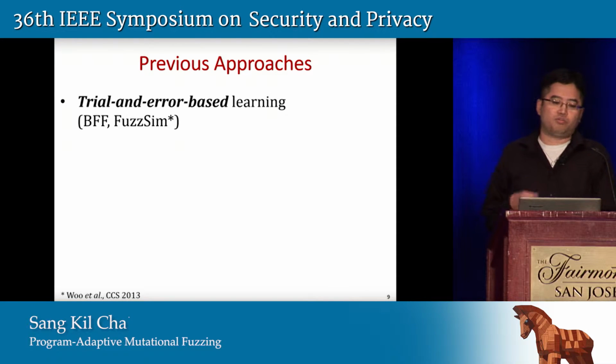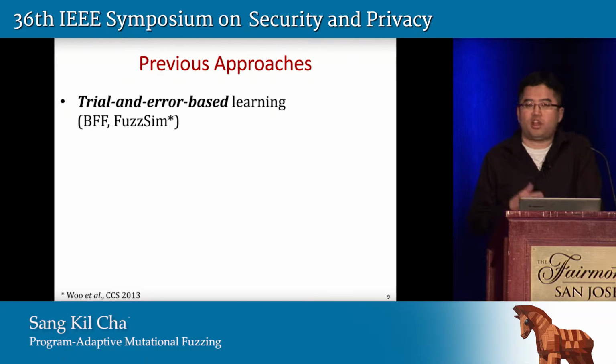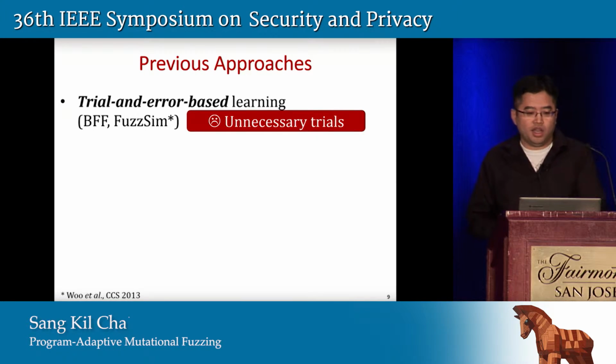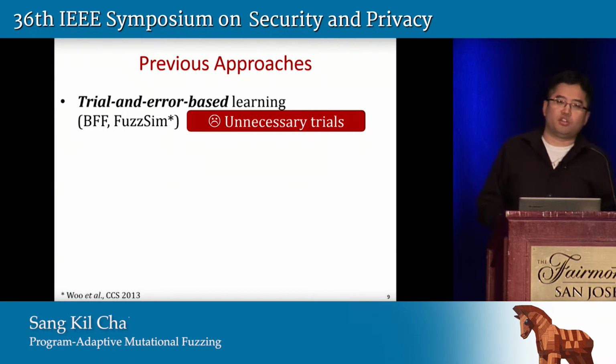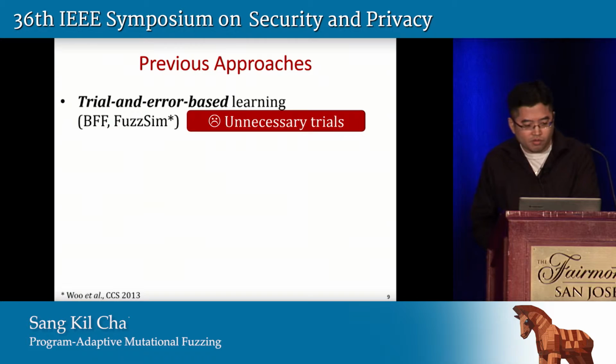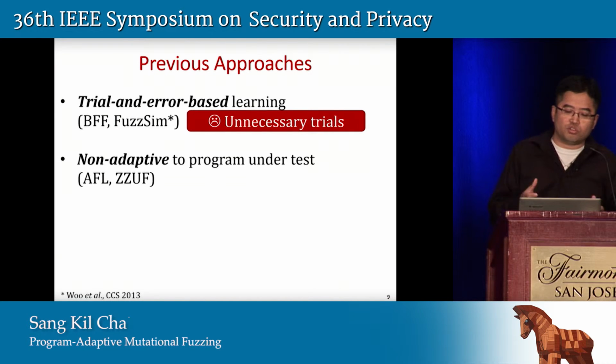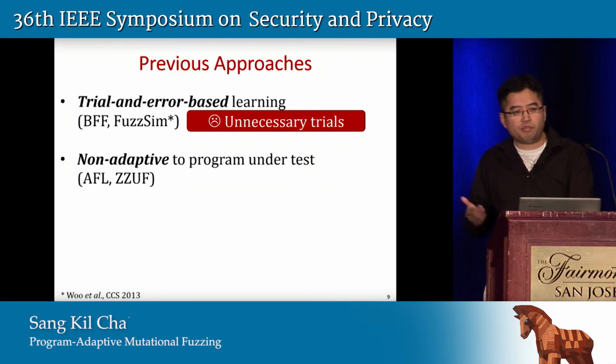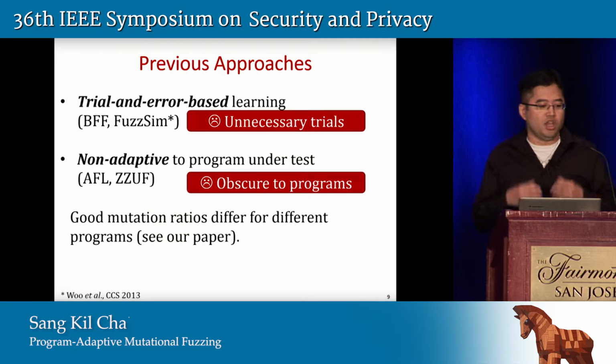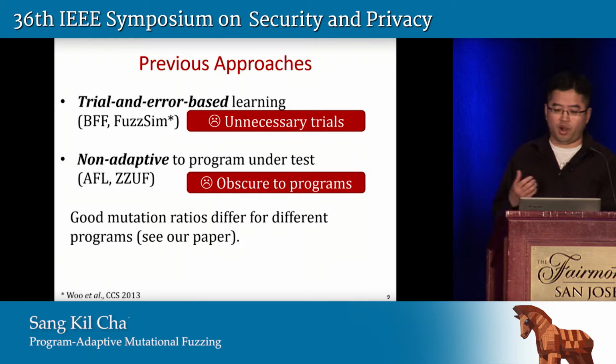There are several previous approaches to tackle this challenge. The first approach is to try several different mutation ratios first to learn which ratio works best. But as you can imagine, this approach requires lots of unnecessary trials, and the selection of different mutation ratios to try is based on arbitrary decision. The second approach is to use a single mutation ratio regardless of the program under test, which may work for some programs, but this is not a general approach because good mutation ratios differ for different programs.